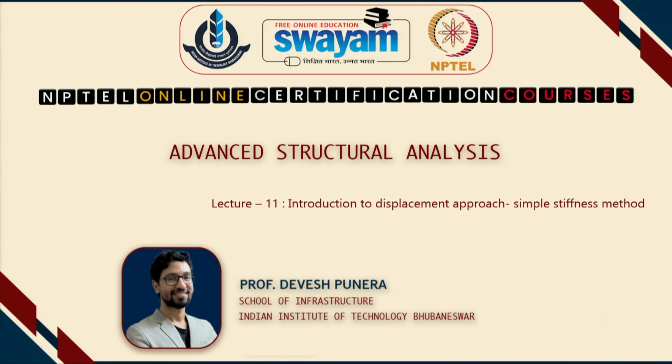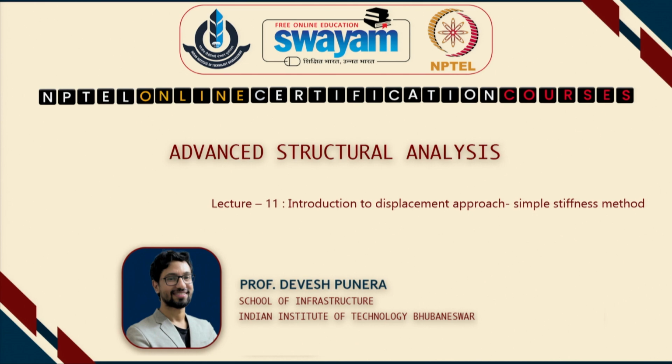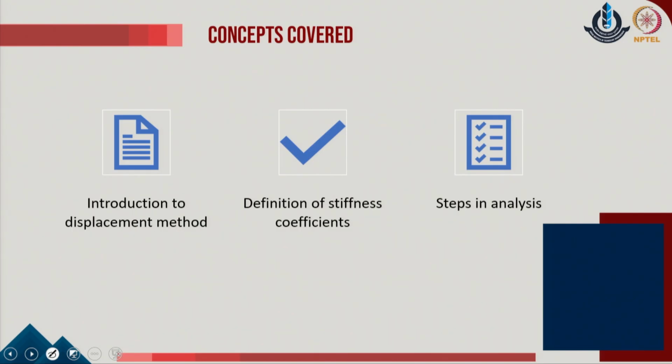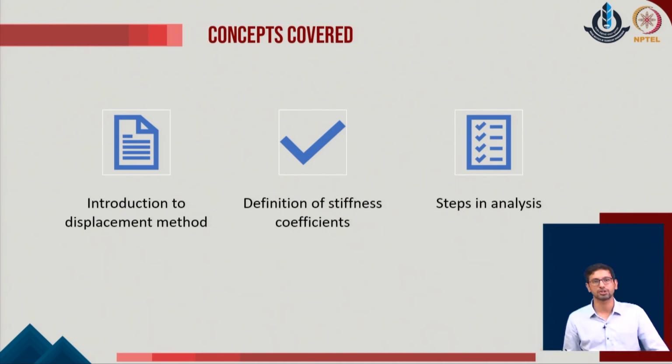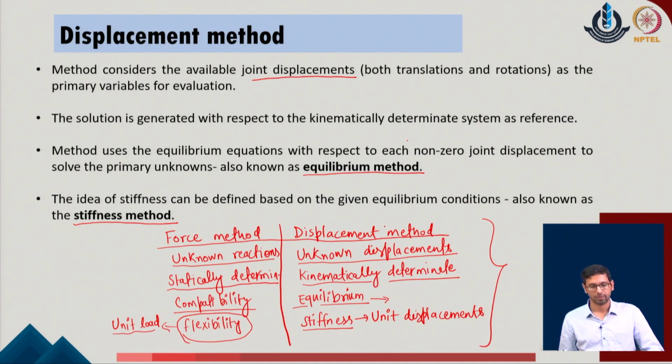We have briefly covered the introduction to the force method with an overview of the flexibility analysis of the given system. With this week we will start with the displacement approach and we will try to see it from the perspective of the simple stiffness method. These are the brief contents. We introduce the displacement method in this, we define the stiffness coefficients, and then we look at the steps of the analysis.